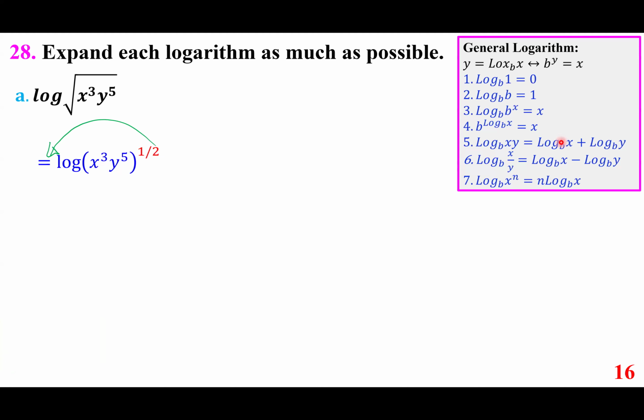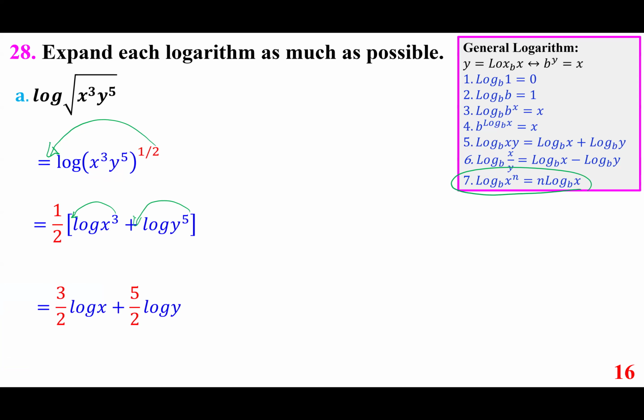And then this uses number 5. The product rule becomes log of x cubed plus log of y to the power of 5. And again, remember, 1/2 sits in front. Now this follows number 7, and we can bring the 3 in front, 5 in front, and we're going to multiply each one by 1/2. We get 3 halves log x plus 5 halves log y.